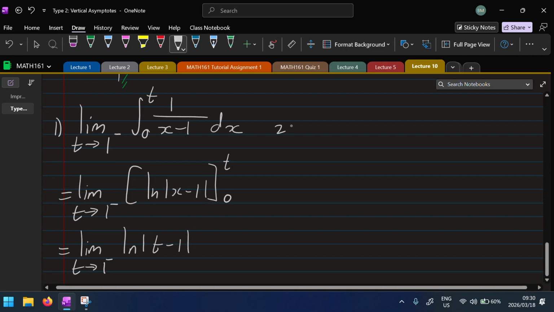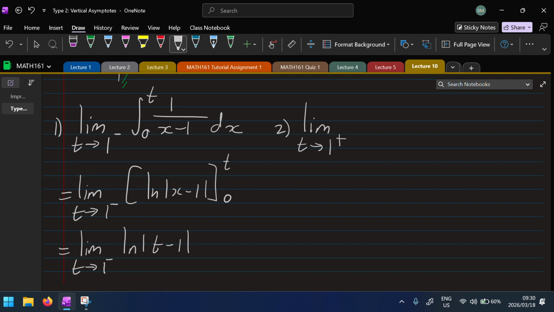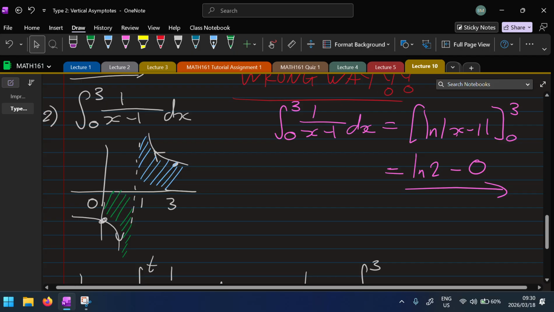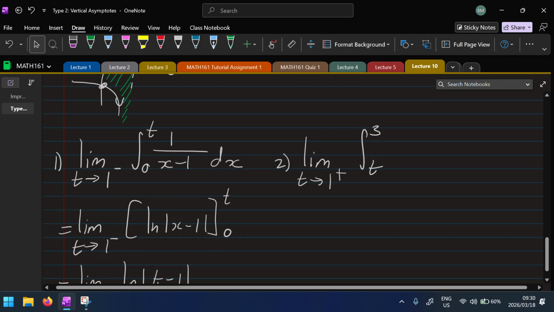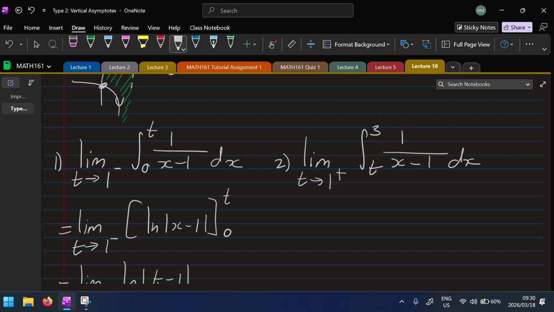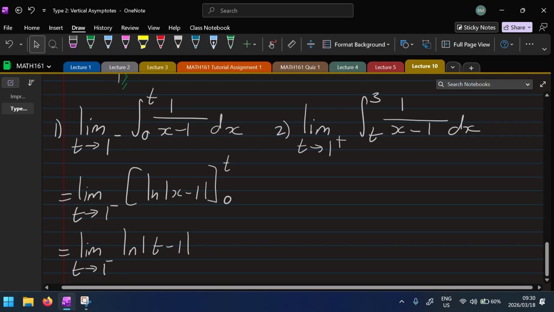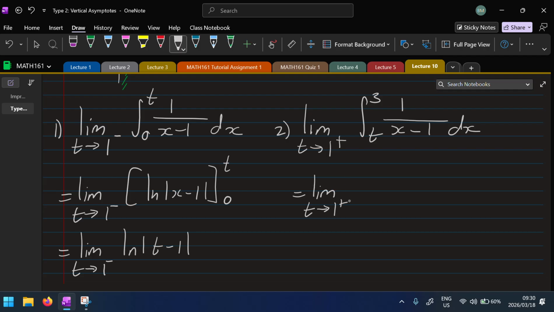So integral number 2. That's going to be the limit as t goes to 1 plus. Because now we're looking on the right side. So it's 1 plus. So this will be the integral from t to 3. Okay, because we're on the right side. This blue part from 1 to 3. Okay, 1 over x minus 1 dx. Okay, same thing as before. We do the integral, take the limits, see what we get. Okay, limit t goes to 1 plus.